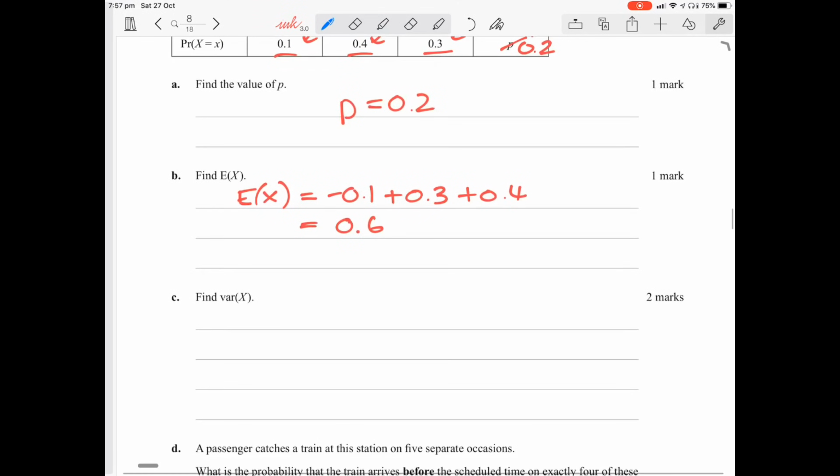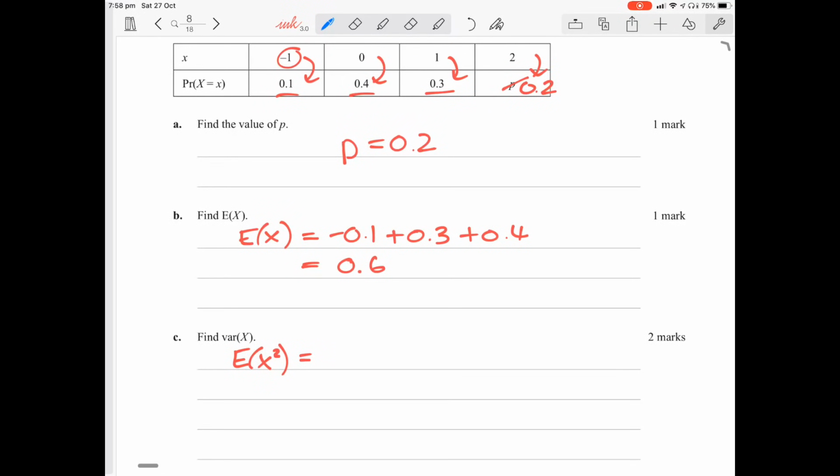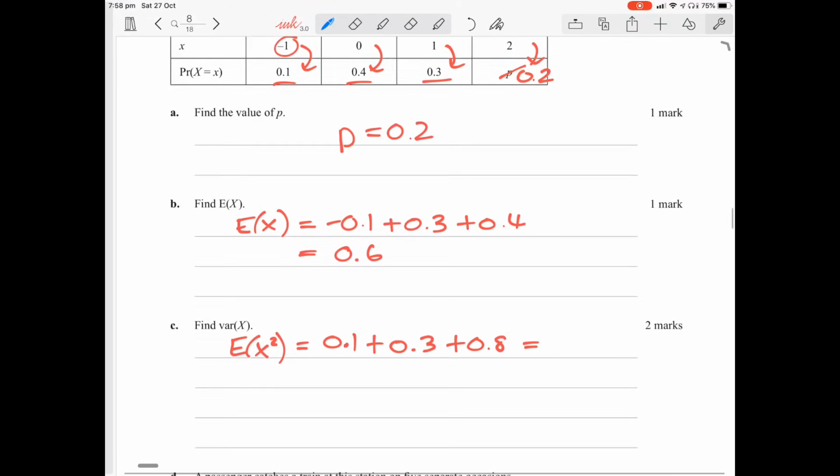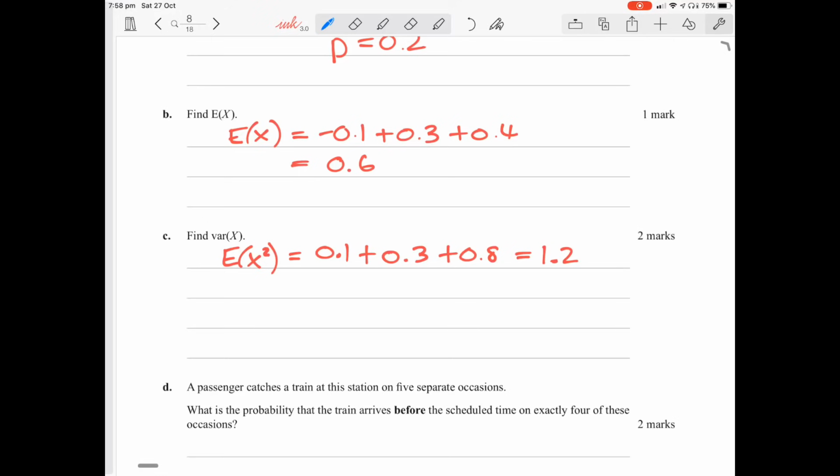Okay, find the variance of x. So I've got to find E of x squared. So if we square that value, we get 1, times it by that 0.1, we get 0.1, plus 0 squared times 0.4, you get nothing. 1 squared times 0.3 is 0.3. 2 squared is 4 times 0.2 is 0.8, which gives me 1.2.